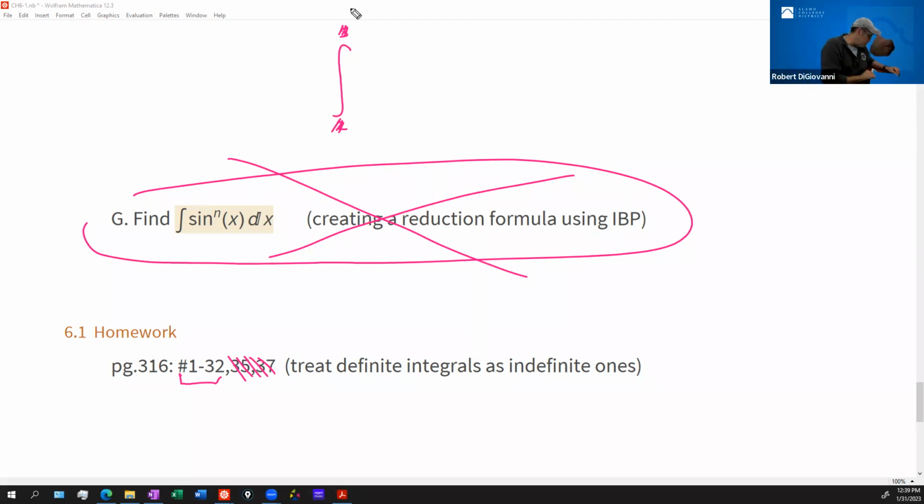1 through 32 is a great set of problems. If you can get through those problems and you feel comfortable with them, you'll be in very good shape. If you finish them and you want more practice, I suggest you go to the chapter review and look at some problems there. Or come to me and I can find some more problems for you.